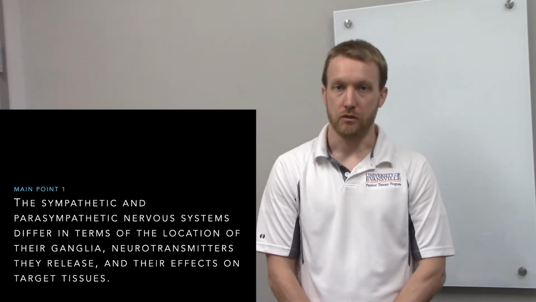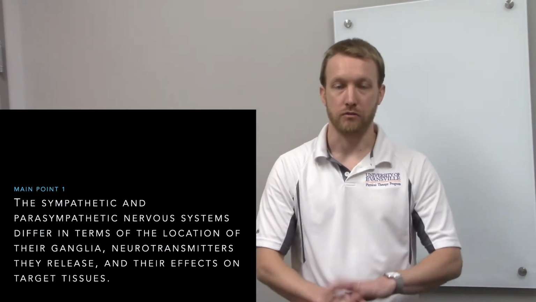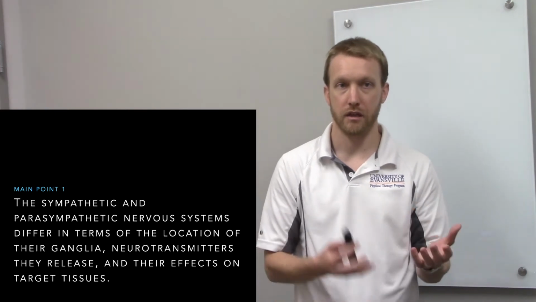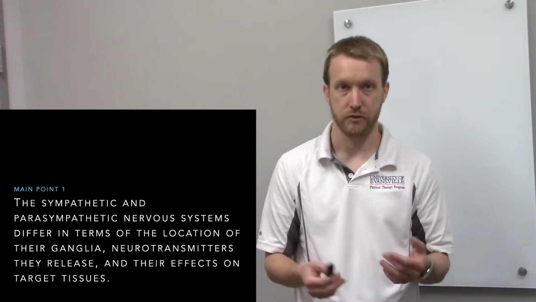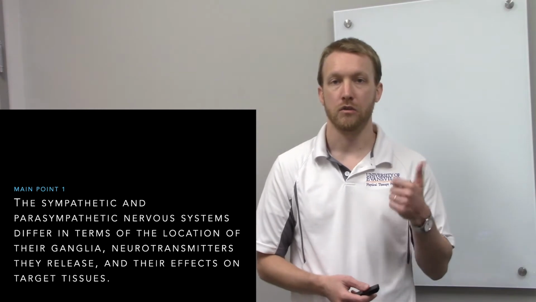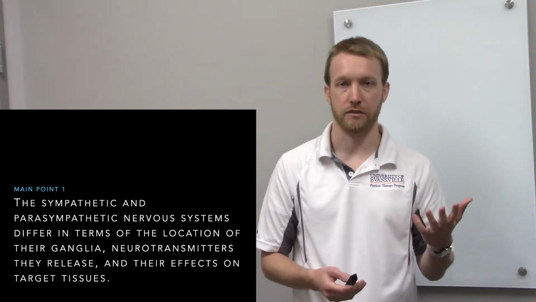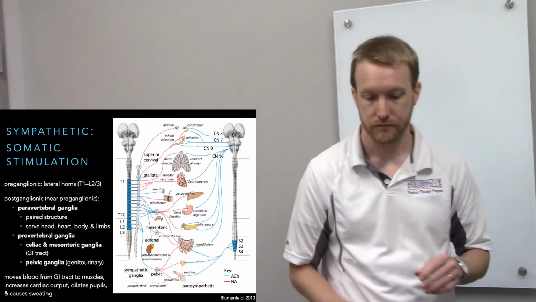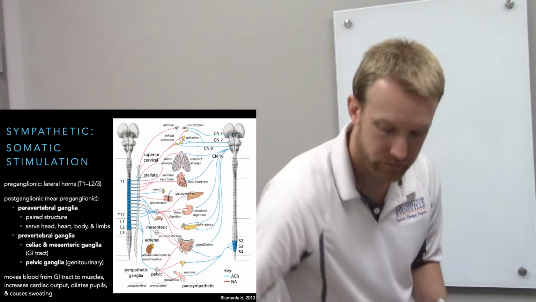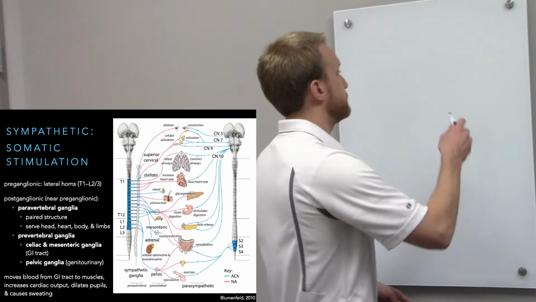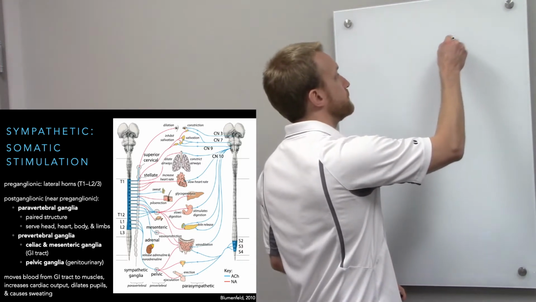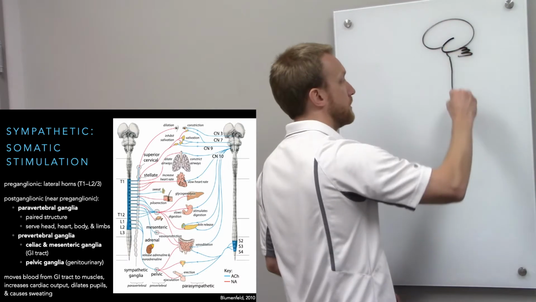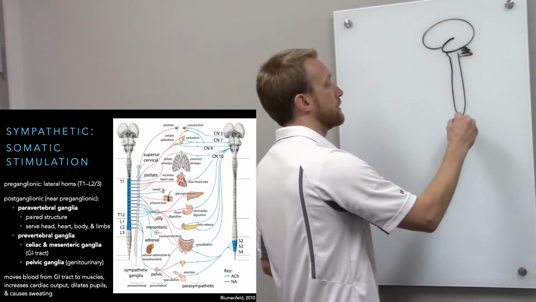This first part, though, is sort of about broad strokes, in terms of separating the sympathetic and parasympathetic divisions. So where are they? What do they release? And what are their general effects? We'll start off with the sympathetic division. Now remember that we've got our sandwich. That's how I like to think of this.